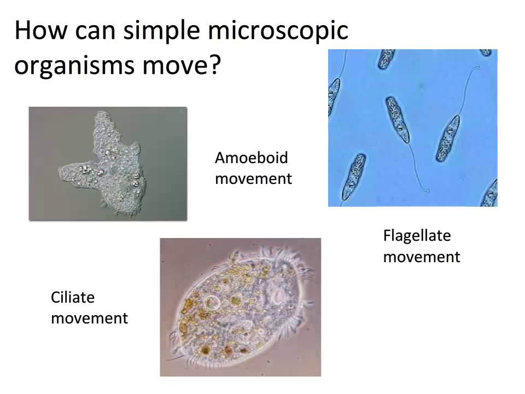Flagellates can have several flagella, not limited to one, but they're long and whip-like. Ciliate movement, you normally have a series of cilia surrounding the outside of the cell.